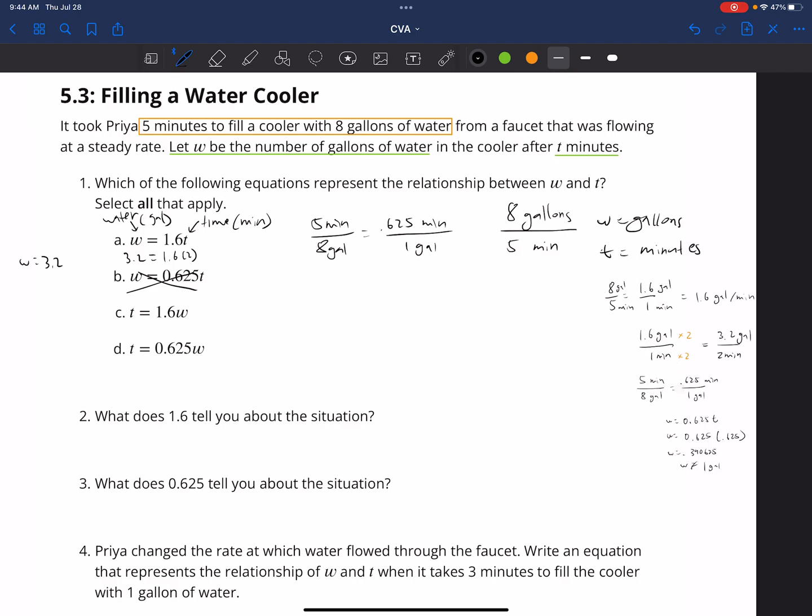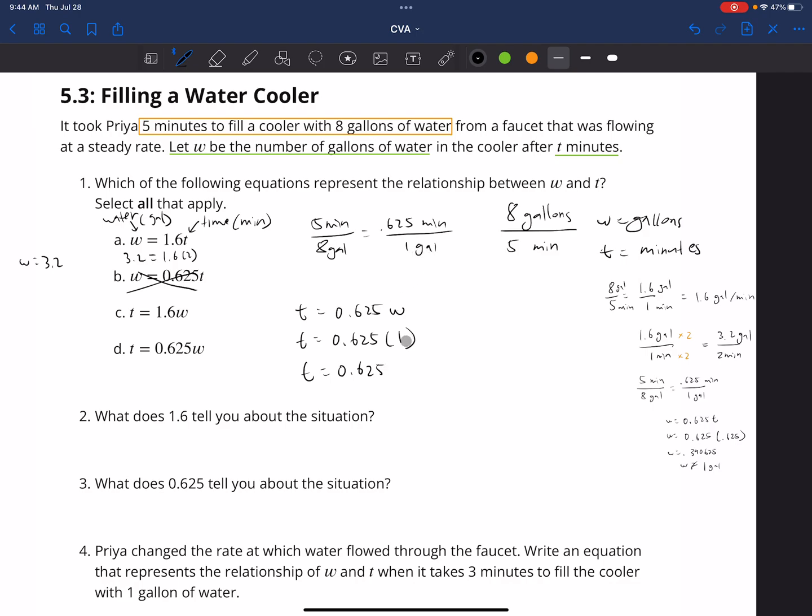Now what I'm going to do is T is equal to 0.625 W. This W represents gallons. So let's put in 1 gallon for W. If I get 0.625 as time, then this equation works. So T is equal to 0.625 times 1 gallon, which is, in fact, equal to just 0.625.